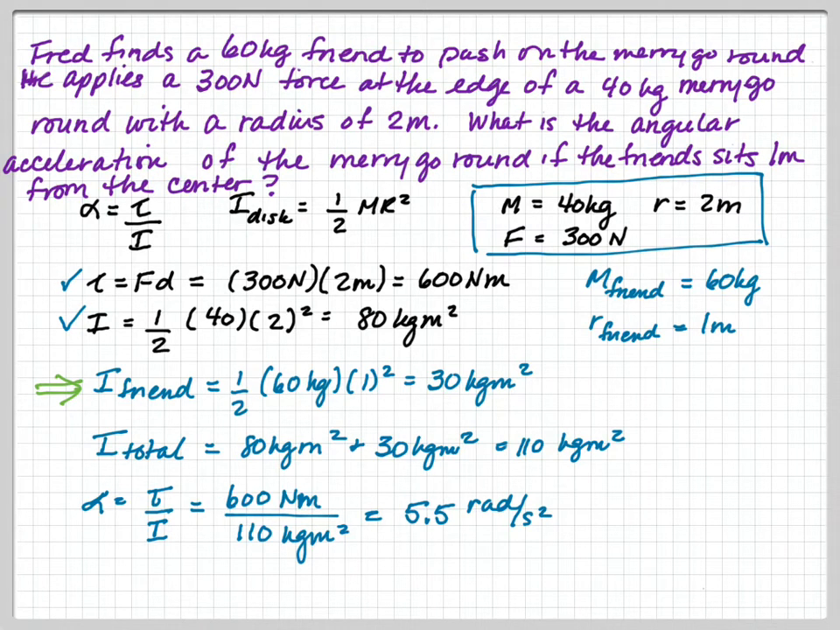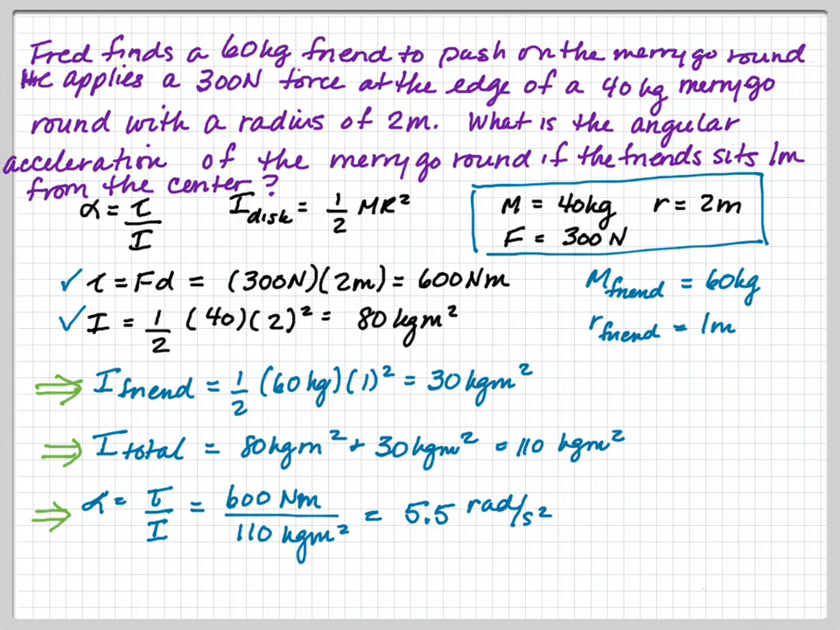And so we use that same equation. And we can use the same equation because we're just going to consider him to be just an additional point mass to the big disk of the merry-go-round. So you find his moment of inertia, add it to the moment of inertia of the merry-go-round, and then we can use the same equation.